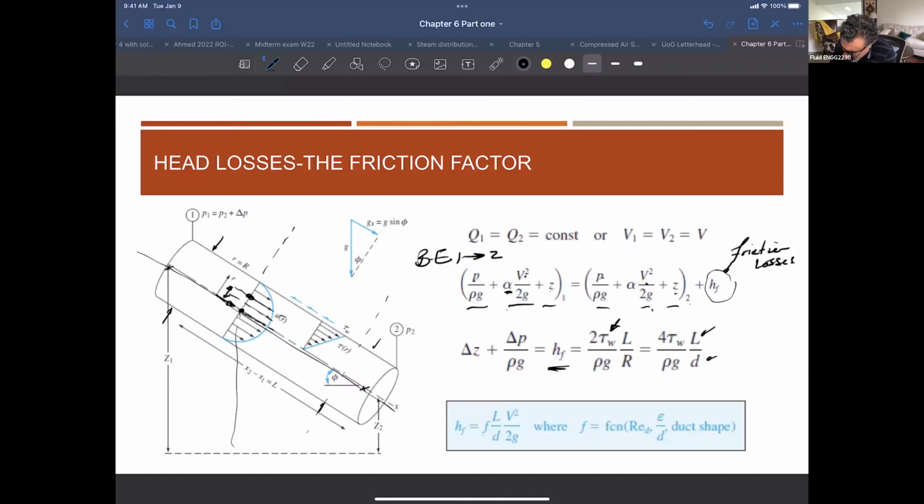In this equation, h_loss is f L V squared over 2gD. The friction losses were developed by scientists in the past using the differential form of the fluid velocity inside the pipe. They applied the momentum equation and the energy equation, and ended up relating the friction head loss as a function of these parameters. If you remember, we said not all the time will we be able to correlate fluid parameters. That's why sometimes we use dimensionless analysis. So you will see here, for example, this f, the friction coefficient, is determined as a function of Reynolds number, the relative roughness, and the duct shape.